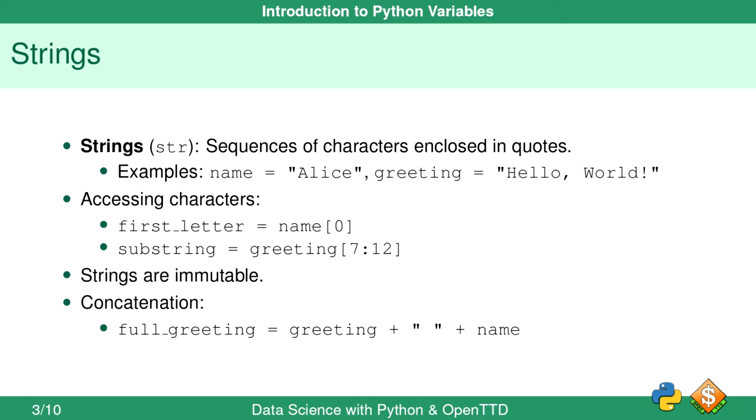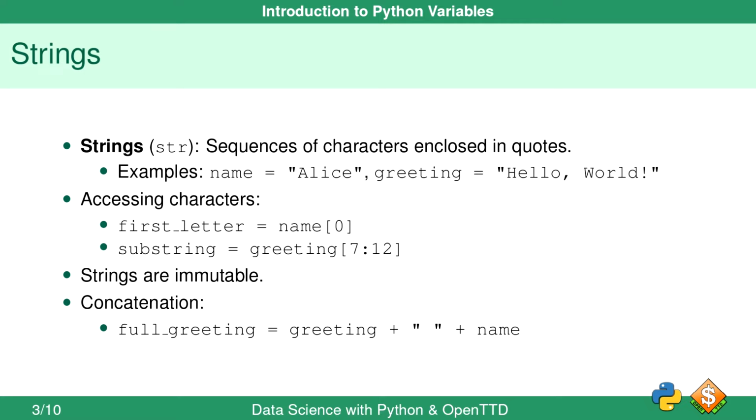Strings in Python are sequences of characters enclosed in quotation marks. For example, we can set name equal to Alice or greeting equal to hello world. We can access individual characters or substrings using square brackets. For instance, first letter equals name with index 0 in square brackets, which gives us A. Substring equals greeting with indices 7 to 12 in square brackets, which gives us world.